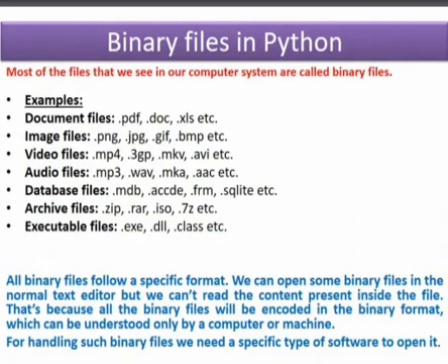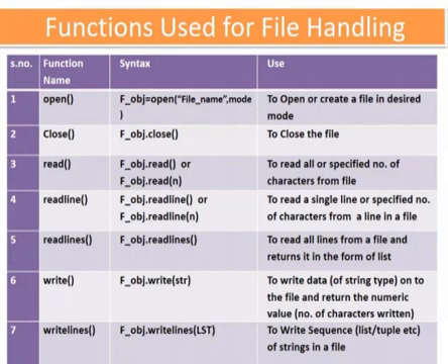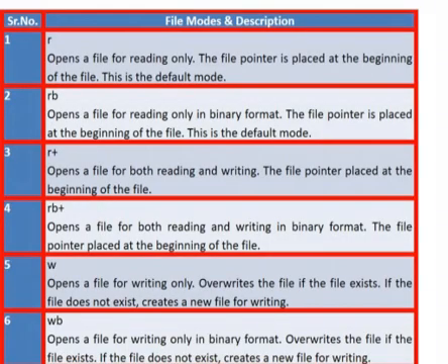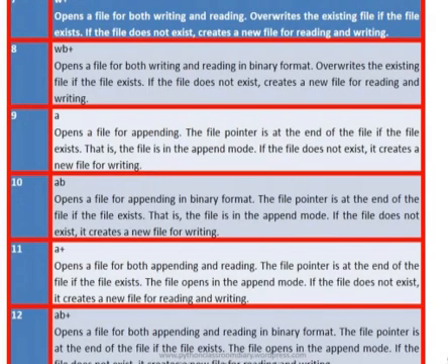Next we will see what operations we have done so far. We have used some functions, as you can see: open, close, read. Then we will also try readlines, write and writelines, and check the difference between these functions. We have seen the modes which we have used, all 12 modes: r, rb, r+, rb+, w, wb, wb+, a, ab, a+, ab+. So these are the different modes which we can use to perform different types of operations on files.